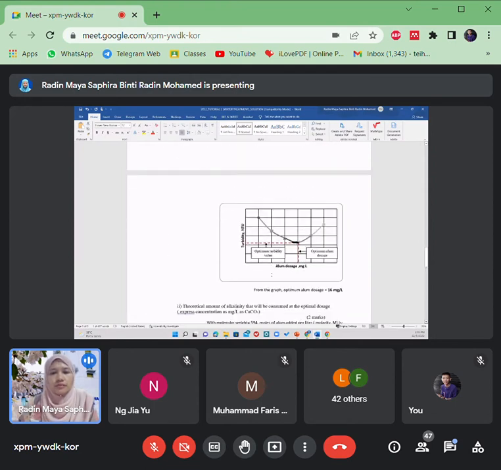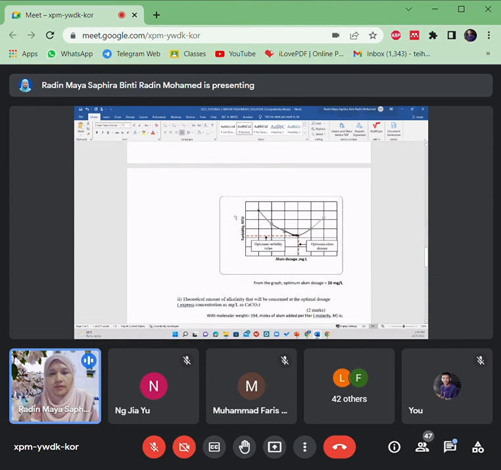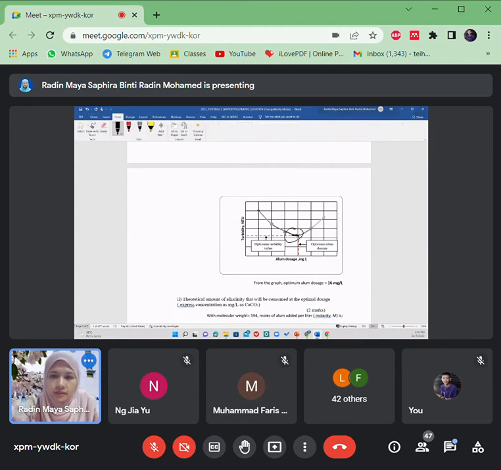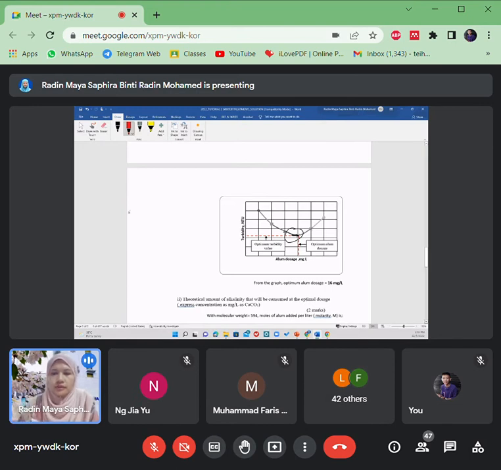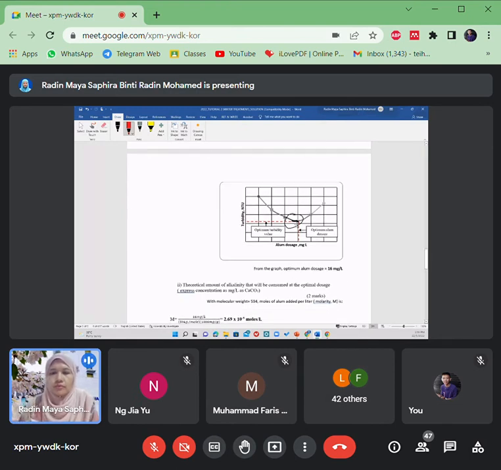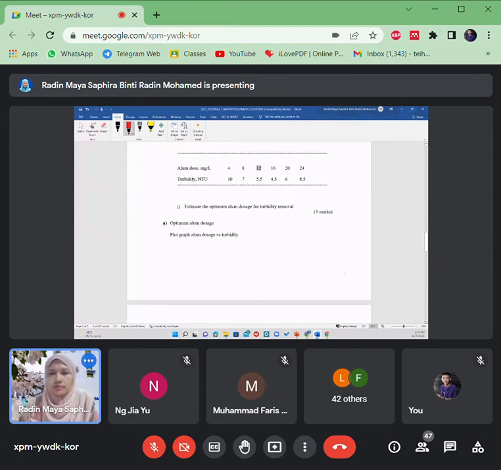So we need to plot the graph like this, the turbidity and also the alum dosage. Based on this graph, you need to find the lowest point of turbidity here. If you can, do it on proper graph paper. So 16 mg per liter alum dosage is needed to give the very lowest turbidity level, here at 16.